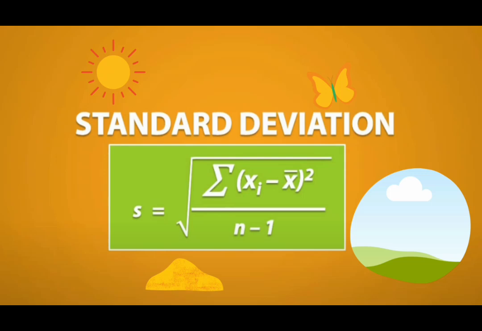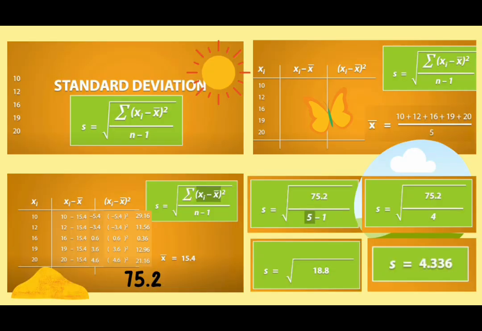Gawa tayo ng table. For example, we have here 5 data set, 10, 12, 16, 19, and 20. That's the data set. So, to get the standard deviation, we have to know first the mean. So, paano makakuha ng X bar? How will we get the X bar? So, we are dealing with this first. Look at the numerator first. Yun ang unahin natin, yung numerator.